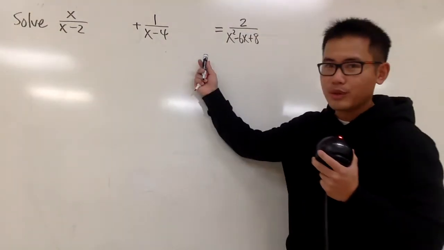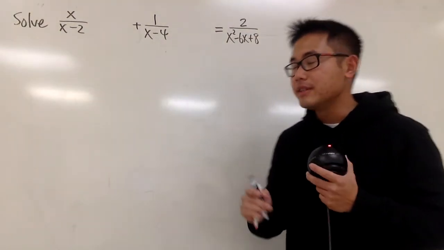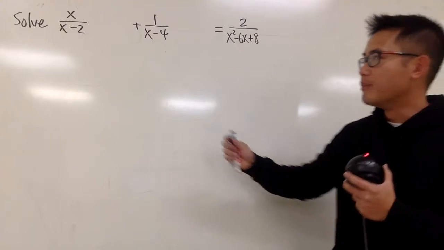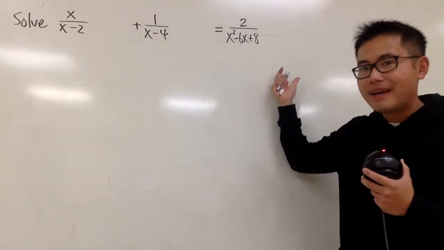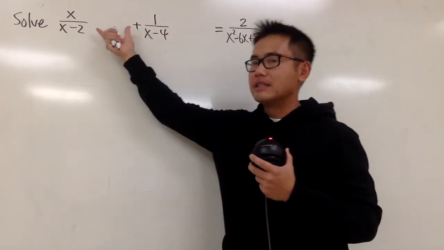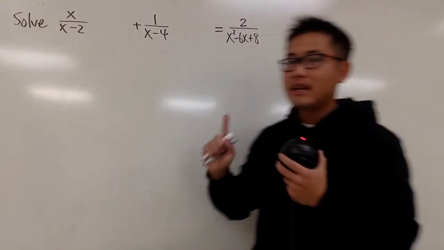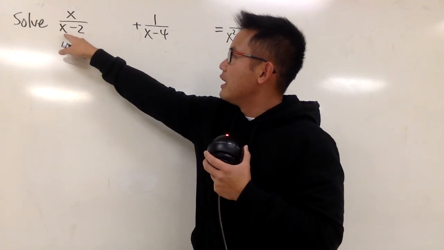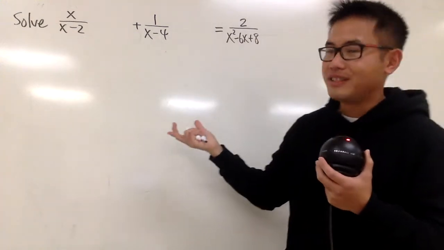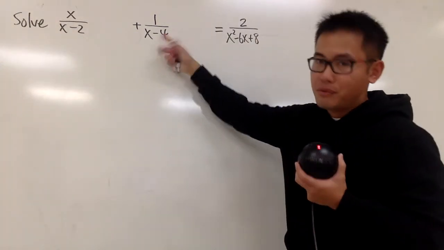Okay, we're going to solve this rational equation right here. And remember, the strategy is we'll look for the LCD first and then multiply each one of them by the LCD. That's why I left the space right here, and of course right here. But anyway, let's look at the denominators. This is just x minus 2. We cannot factor it, so that's it, right? And this is x minus 4, okay?